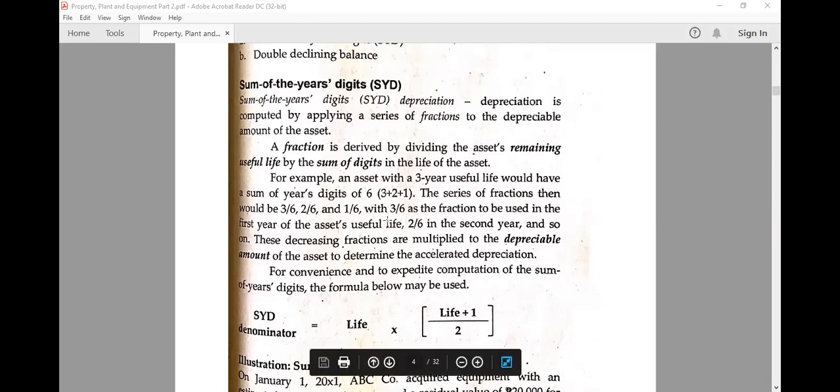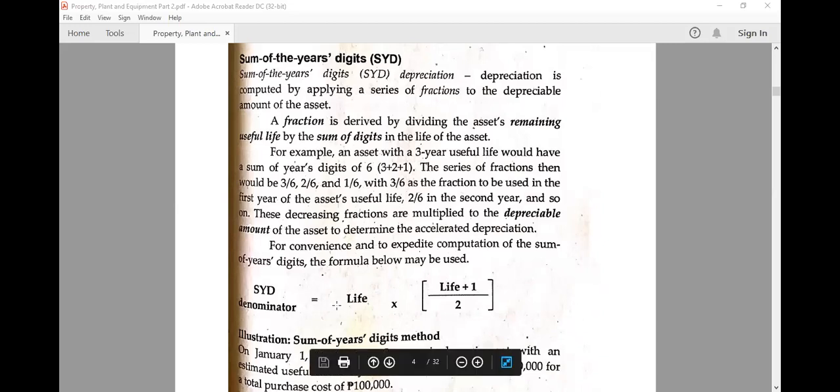However, it is going to be challenging if, for example, we have 20 years or 50 years, right? Can we just imagine the burden of adding from 1 to 50? So there is already a formula devised by mathematicians so that it will be easier for us. To get the total of the digits from 1 to 50, that's simply life, or whatever is the number of digits, times the quantity life plus 1, all over 2.